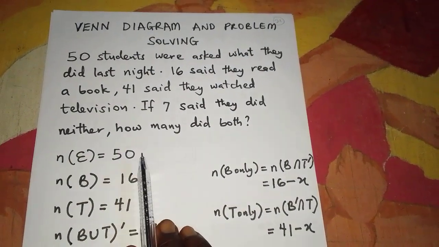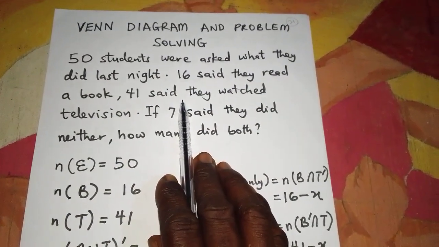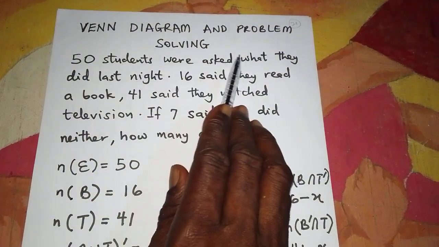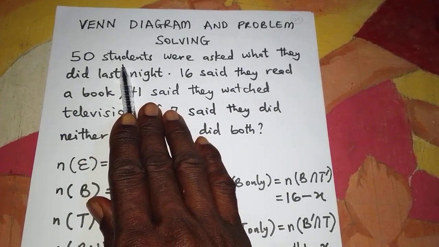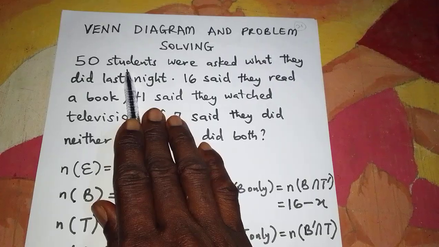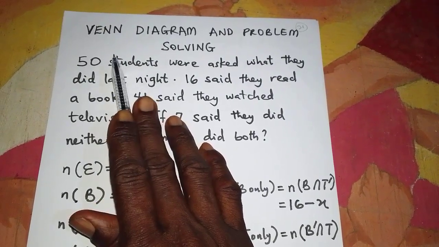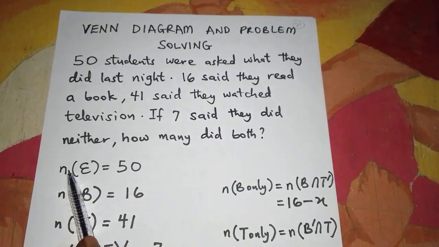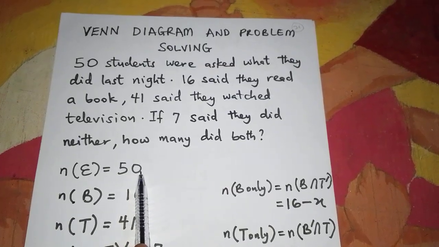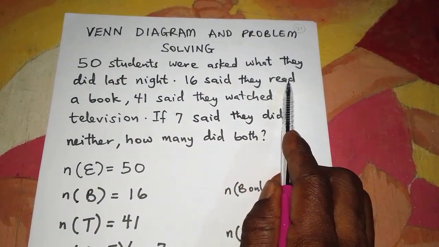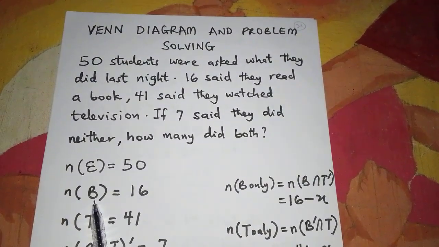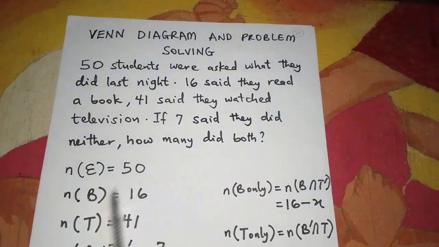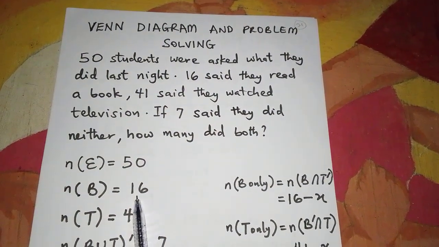So first of all, let's try to bring out the information in this question. Now, 50 students were asked what they did last night. It means the total number of students in the universal set, they are 50. So the total number of students in the universal set, we are having 50. 16 said they read a book. So I'm going to use B to represent those that read their book. How many are they? We are having 16.